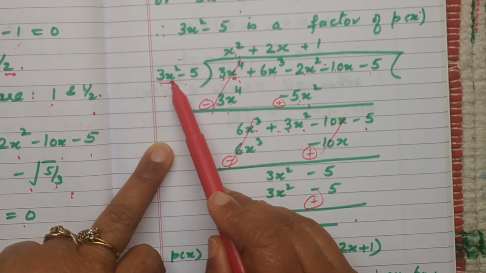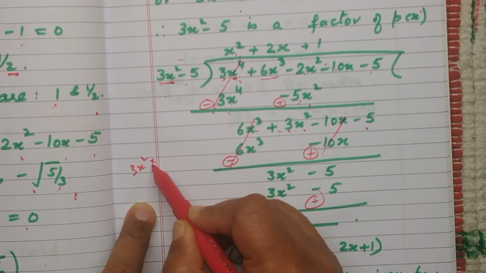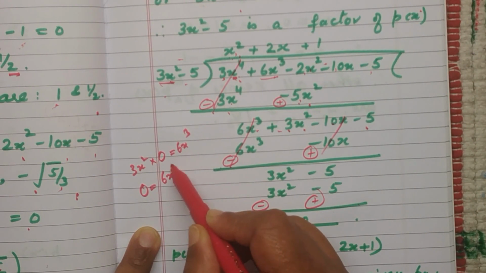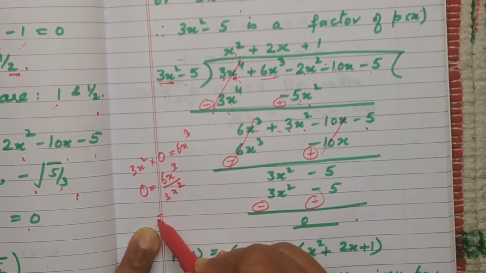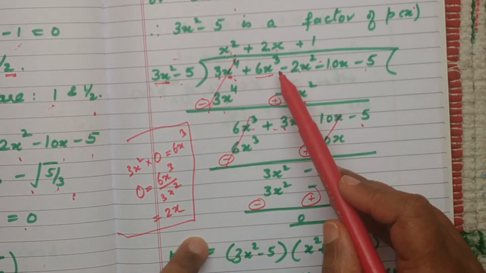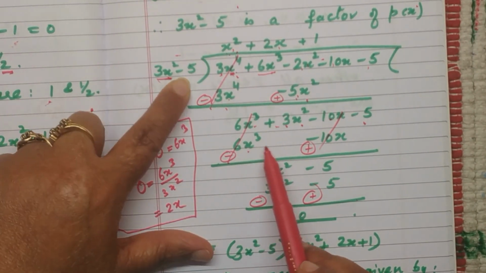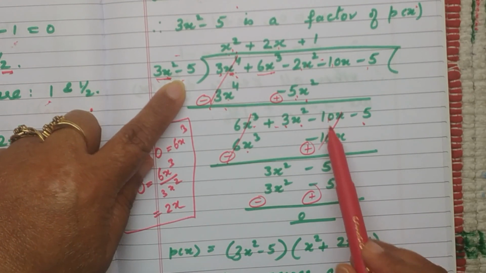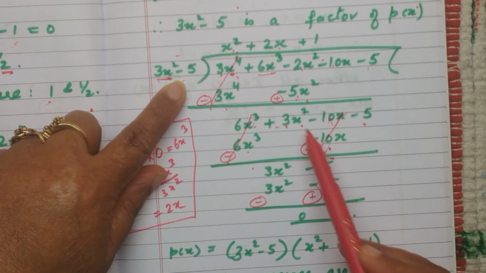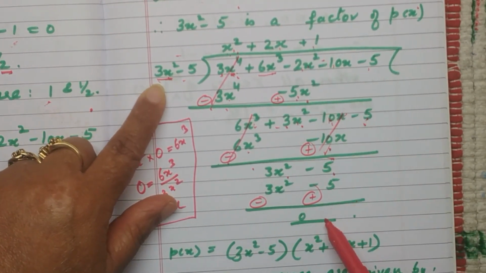Now by what number should I multiply 3x square to get 6x cube? The number will be 6x cube divided by 3x square, so we get 2x. By 2x we multiplied this. So when I multiply this by 2x, I get 6x cube minus 10x. Writing the terms under the terms, this goes away, even this goes away. I am left with 3x square minus 5, and this goes by plus 1. We get the remainder 0.